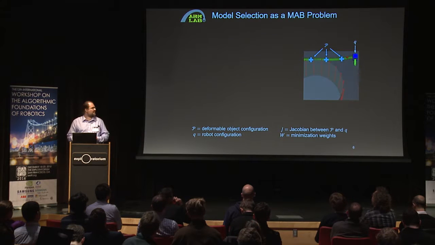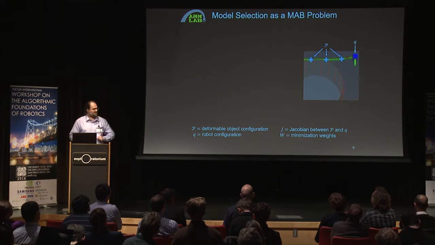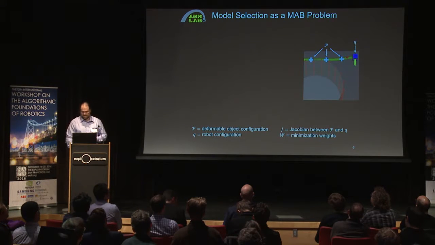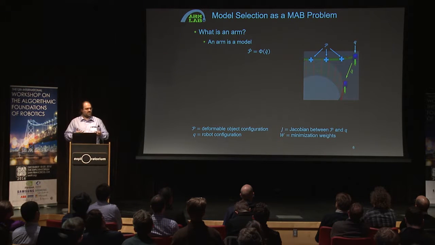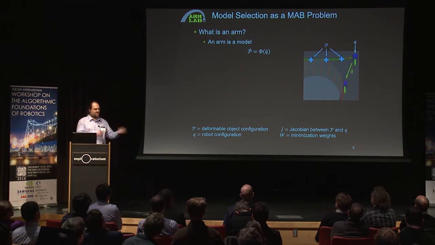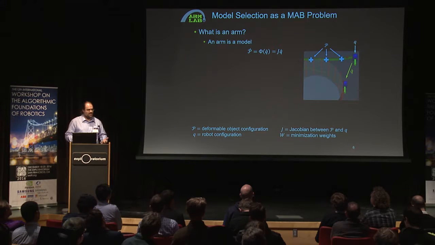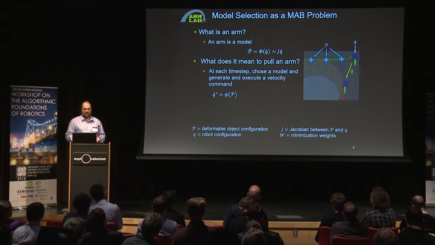Taking a look first at the framework, pretend for a second that this is a real rope with a real gripper. We're going to discretize the rope as a series of points, and then we're going to deal with a model that is just a mapping between the changes in the gripper and the changes in this representation, these points. In our case, this is just a Jacobian, but in principle, it could be anything.